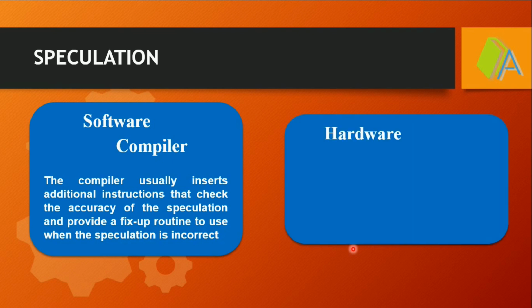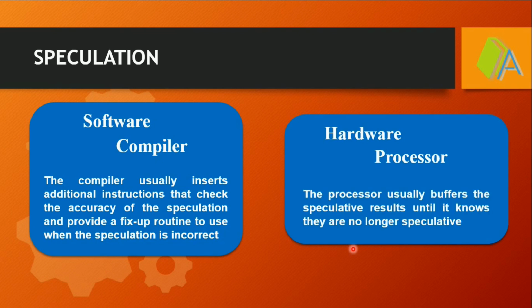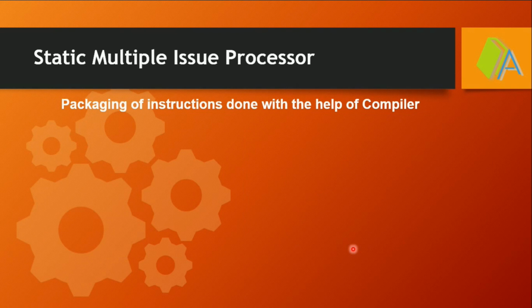Hardware speculation is done by the processor at the time of execution. Here the processor will have some speculative buffers. Even before the result gets saved inside the register, the speculative buffer will be loaded with this result. If the speculation is correct, only then will the results be transferred to the registers.